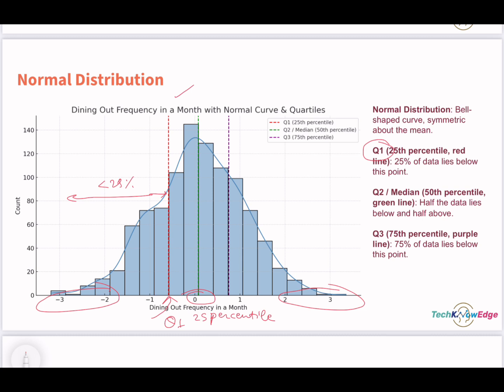Then we have the green line in the center. That's the median or Q2. It splits the data right down the middle. So half the people dine out less than this and the other half dine out more.